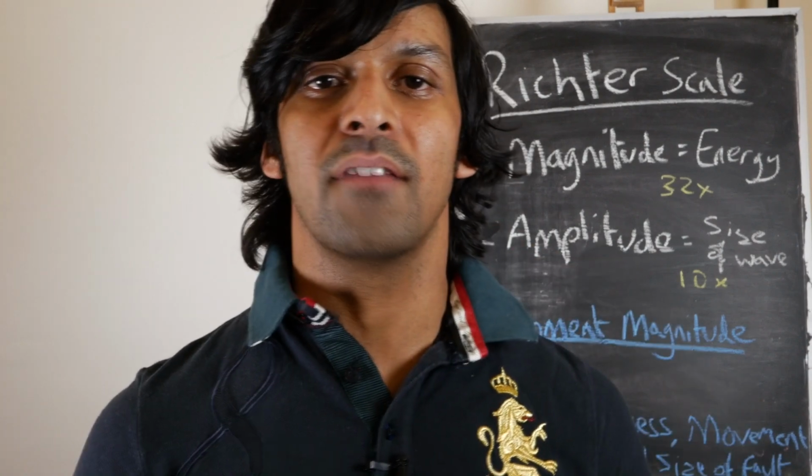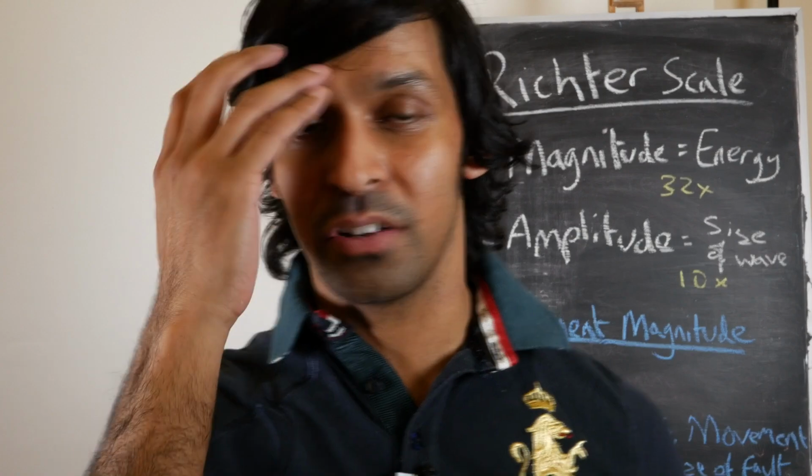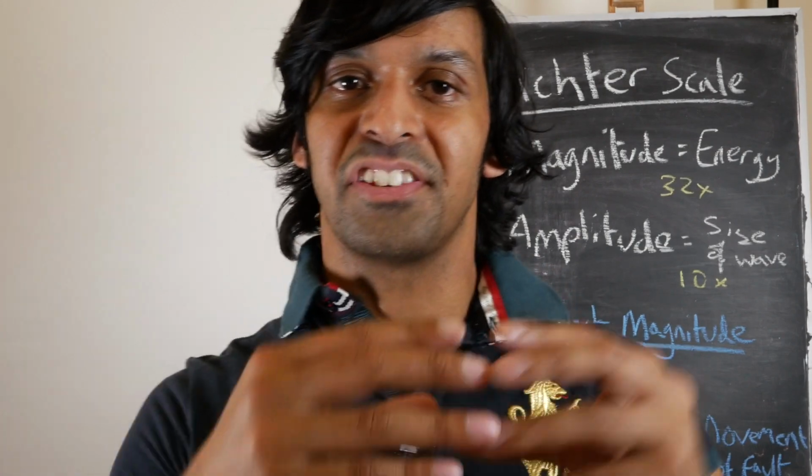However, the Richter scale isn't completely perfect. And that's why we come up with the moment magnitude scale. There's certain types of earthquakes which aren't accurately measured by the Richter scale. And what the moment magnitude scale does, it takes into account the size of the fault, so that's the size of the crack in the crust, the rock stiffness, and also movement along the fault as well.